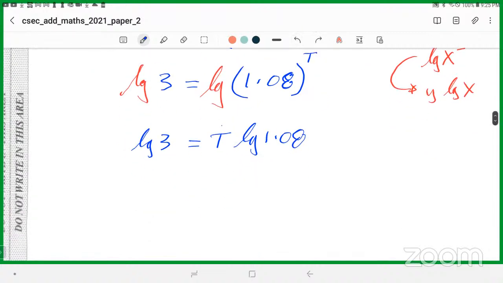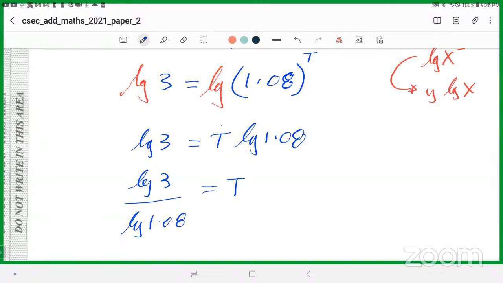So to find the t, we just need to divide by the log of 1.08. So the t is equal to the log of 3 divided by the log of 1.08. Let's work this out with the calculator now and get the t. T equals what? And the number of years? 14.3.